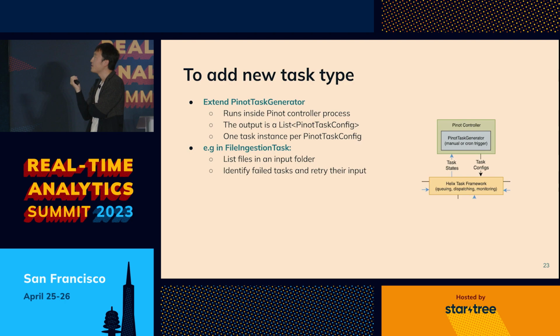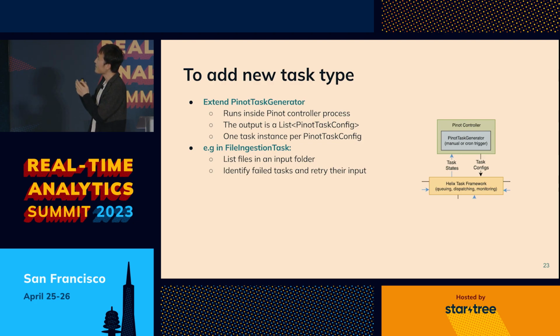So if you want to add a new task type for your own use cases, essentially you just need to implement these two major interfaces. The task generator is where you put your logic about how to break down a big piece of work into multiple smaller pieces which can run in parallel. The output of this task generator is just a list of Pinot task configs. This list is submitted to Helix, and Helix will keep them inside a queue and dispatch those to the Minion workers to run in parallel.